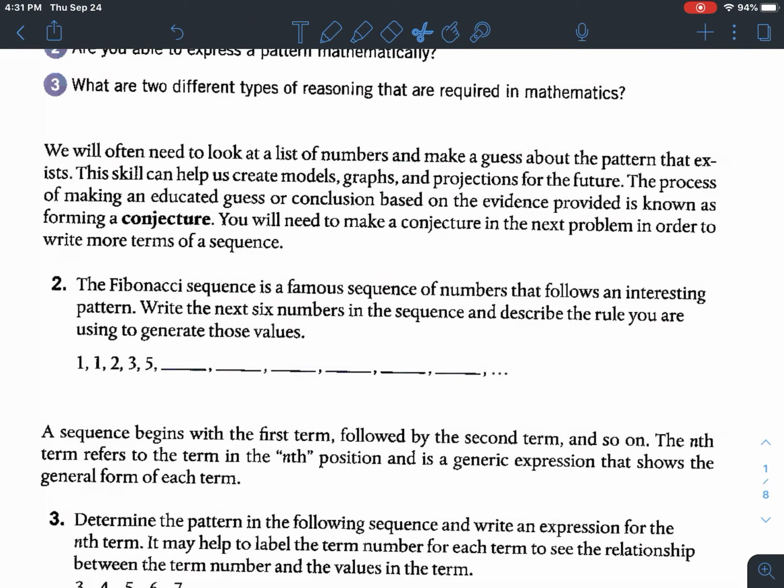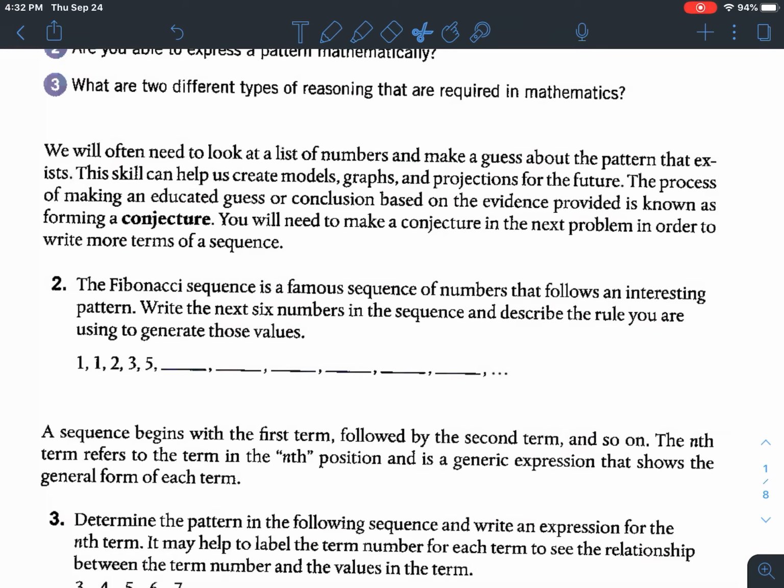The 1 year that I taught Math 2, this was one of the hardest vocab words for students to wrap their minds around. Why? I don't know. Go ask a sophomore or someone in Math 2. Conjecture is just an educated guess. No, you don't need to know that vocab word for my class, I don't think, but it's good to know it. You will need to make a conjecture in the next problem in order to write more terms of a sequence.